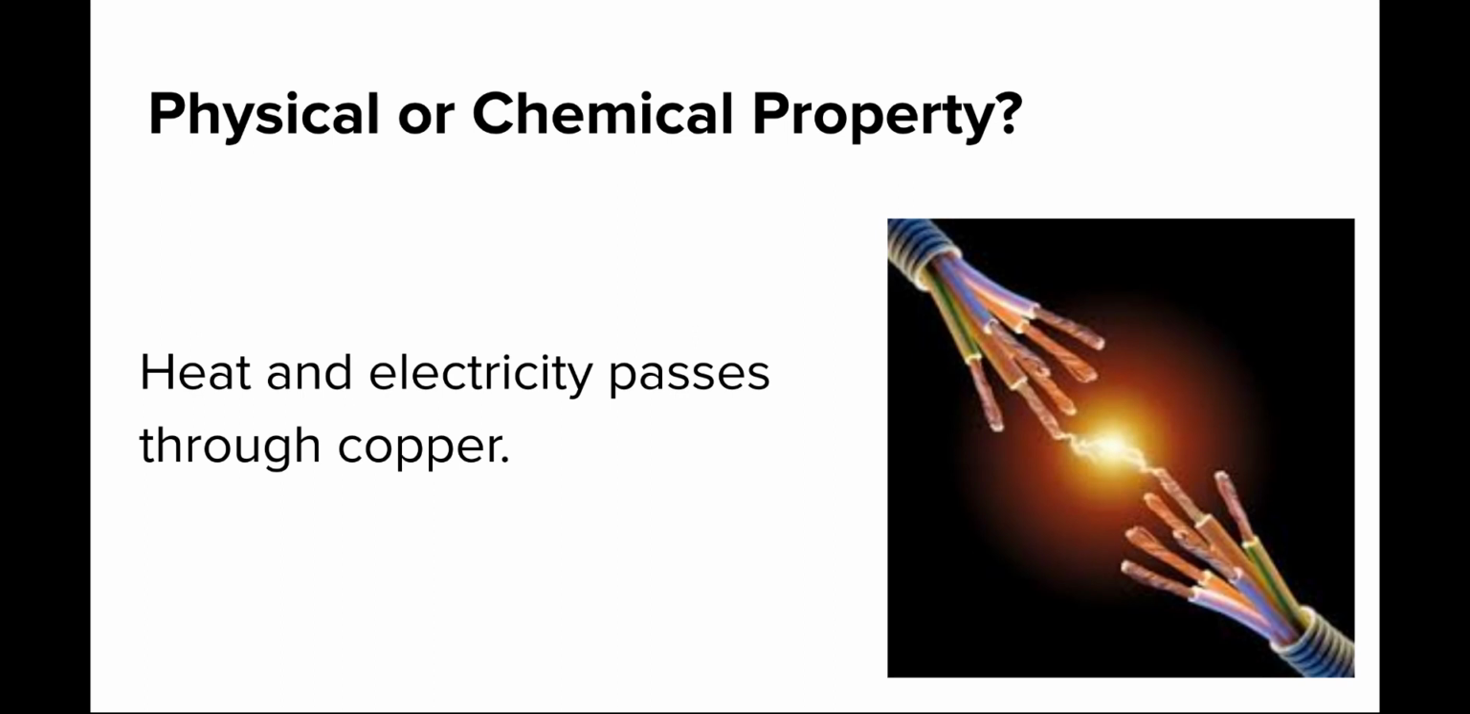Heat and electricity pass through copper. Physical or chemical property? Pause the video. This is a physical property. When the heat and electricity pass through copper, you're not changing it to a new substance. It is still copper.